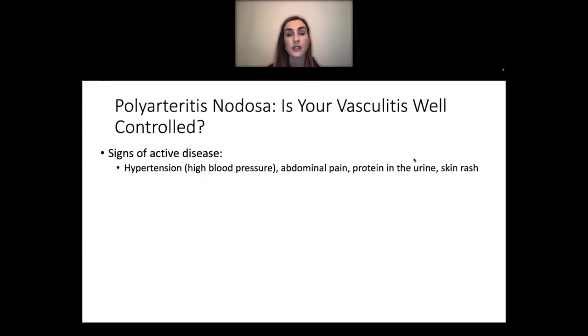Polyarteritis nodosa is a vasculitis that causes inflammation of medium-sized blood vessels. Signs of active disease include high blood pressure, abdominal pain, and skin rash. The medium-sized vessels responsible for circulating blood to the placenta cannot function properly if they are inflamed, leading to complications.